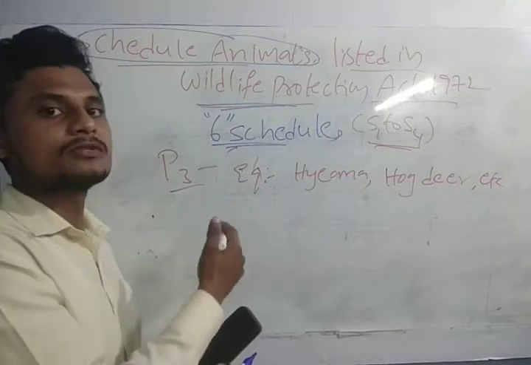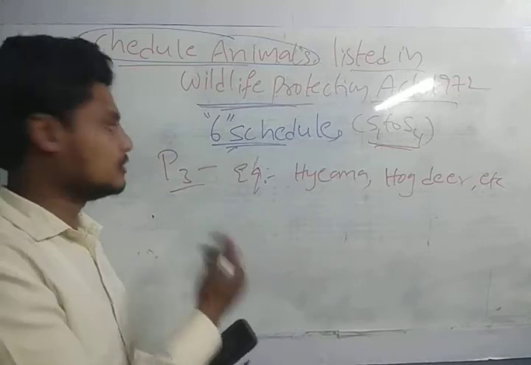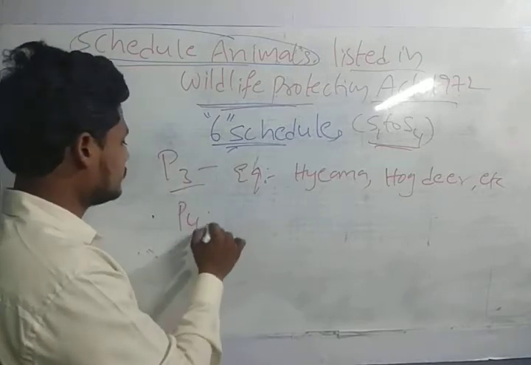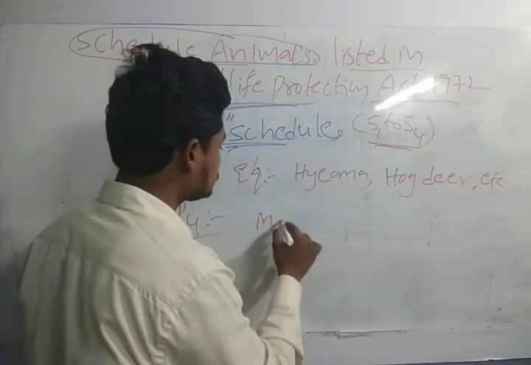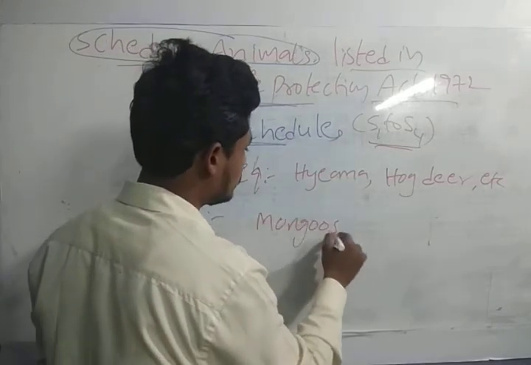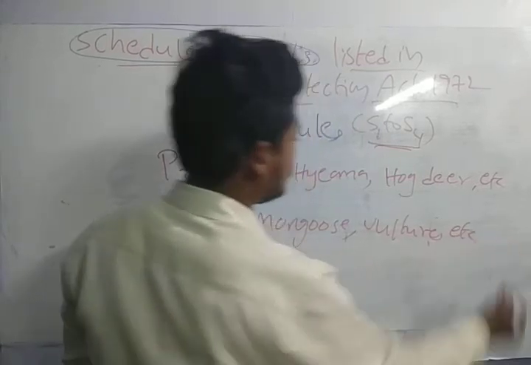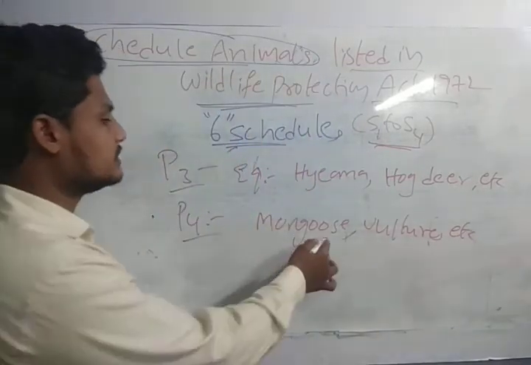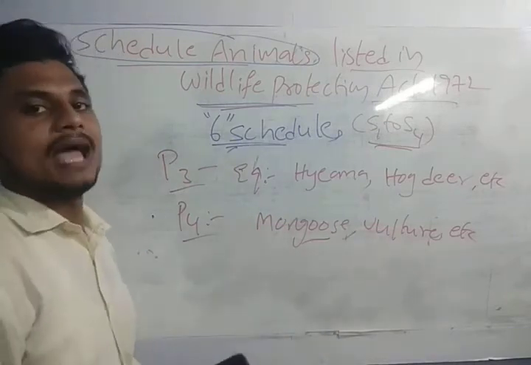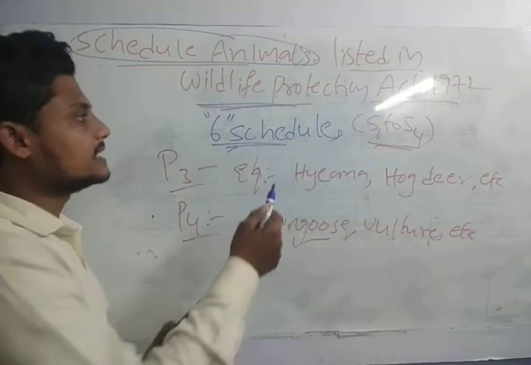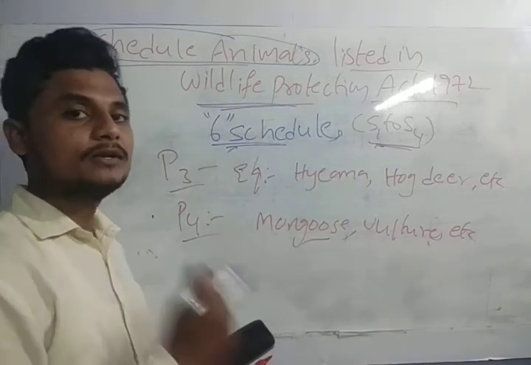These also have protection, but not as much as Schedule 1 and Schedule 2. If we see Part 4, it has the mongoose and the vultures, etc. Okay guys, the mongoose and the vulture come under Part 4 of the Wildlife Protection Act. So these four, that is S1 to S4, have absolute protection guys, absolute protection.